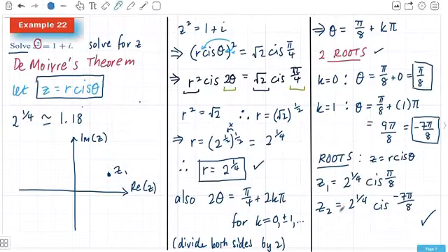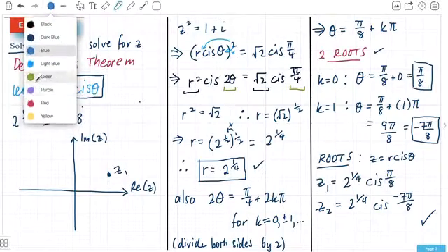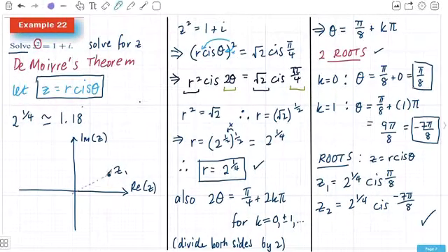Now Z2, the other root, is actually this way. So if we think about the angles here, this is pi over 8 here. If we continue that line down, this is pi over 8 here as well, then we know that our other complex root is going to be here. And both of those roots are the same distance away from the origin. They're both 2 to the power of 1/4, or approximately 1.18 away from the origin.